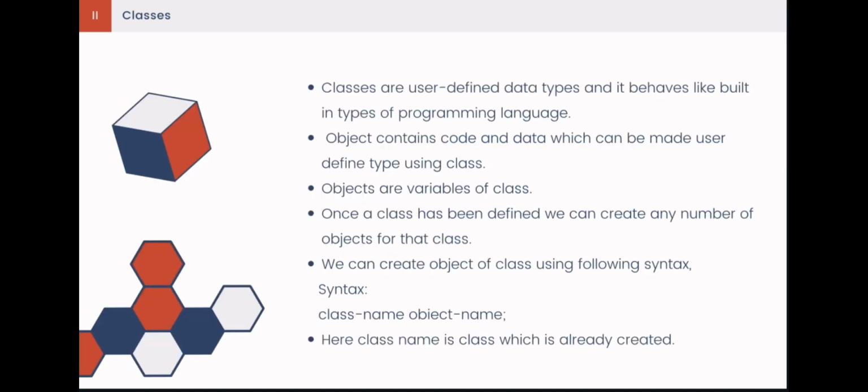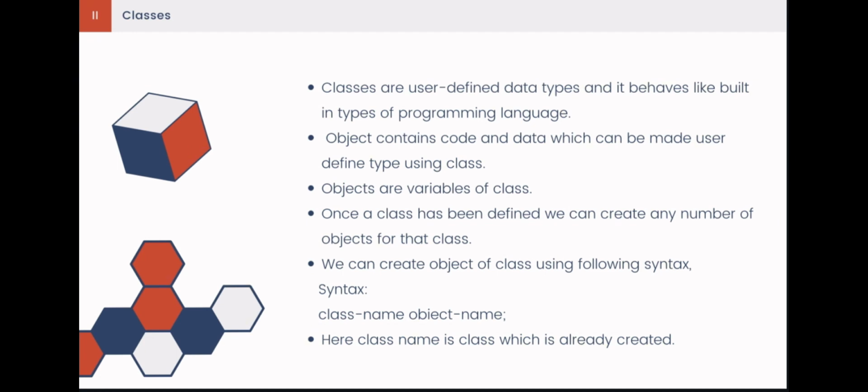Classes are used to define data types and behave like the built-in types of a programming language. An object contains code and data, which can be made a user-defined type using a class. Objects are variables of classes. Once a class has been defined, we can create any number of objects for that class.